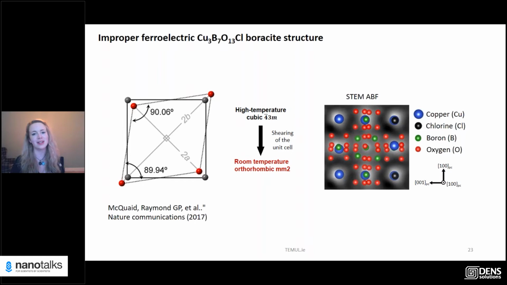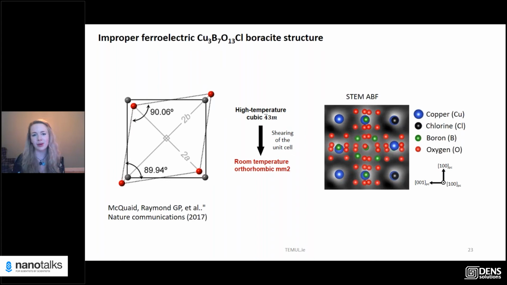So why is it improper? For this, you just think really simplistically, and I hope that diagram on the left kind of shows that. It's from Ray's paper from the previous slide. Let's say you have a perfect cube at high temperature, and then you go down to the lower temperature, which is room temperature for us, and you get a shearing of the unit cell. That shearing then results in displacement of the atoms within the unit cell, and that displacement results in the polarization, and thus the ferroelectricity. That's all you need to remember. There's a shearing, and that shearing turns into that displacement of the atomic columns.